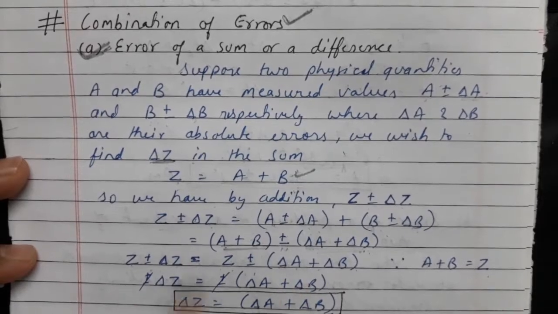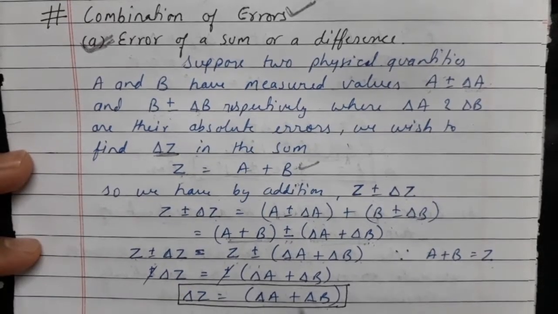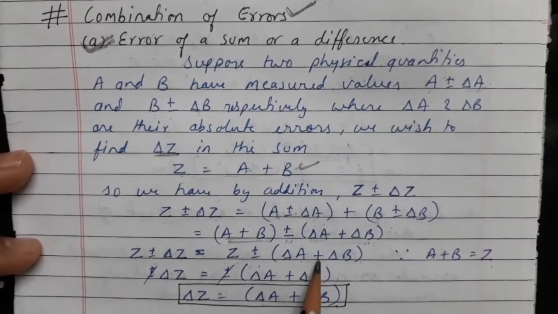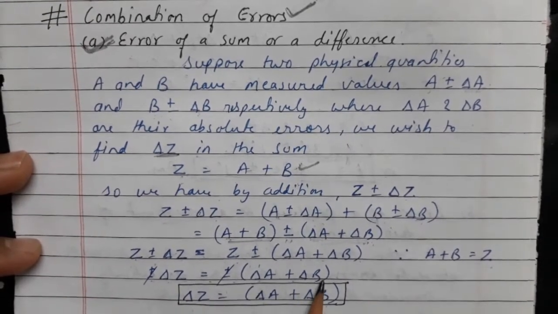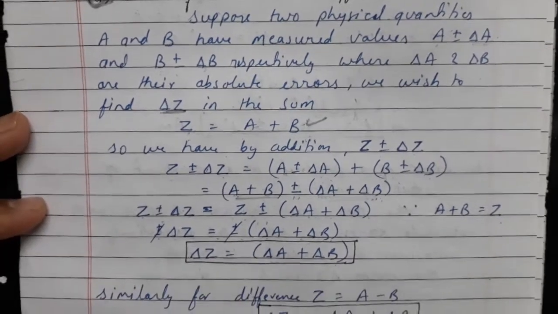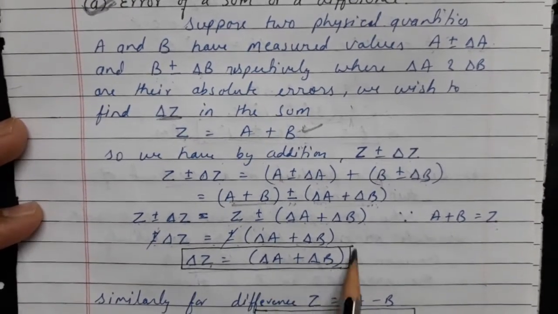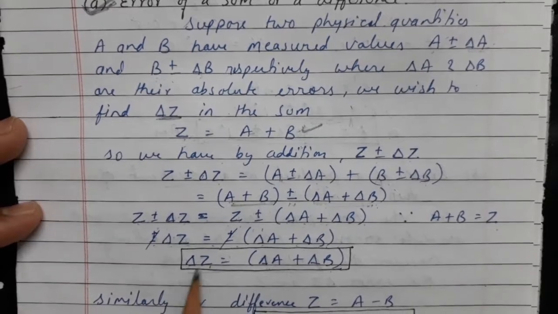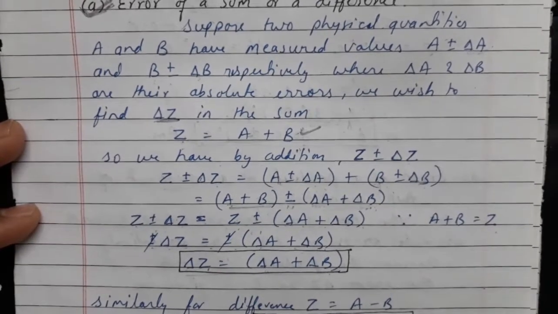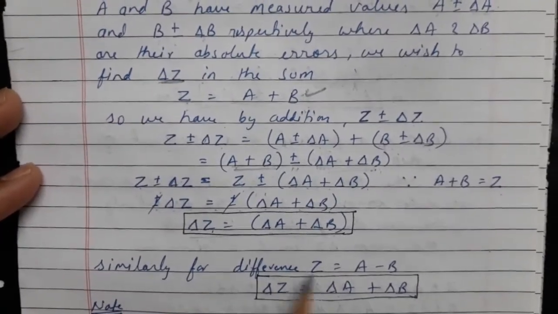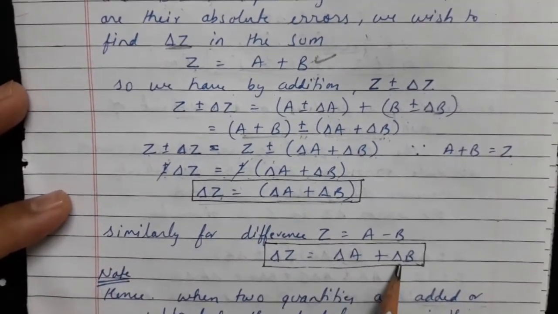So on comparing these two equations, Z and Z will cancel out, and we'll get del Z is equal to del A plus del B, or we can say that plus minus del Z is equal to plus minus del A plus del B. Plus minus and plus minus will cancel out, and finally del Z will be equal to del A plus del B. So this will be the value of the resultant absolute error in the combination of two physical quantities. Now if there is a difference, if Z is equal to A minus B, then also the value of del Z will be equal to del A plus del B.